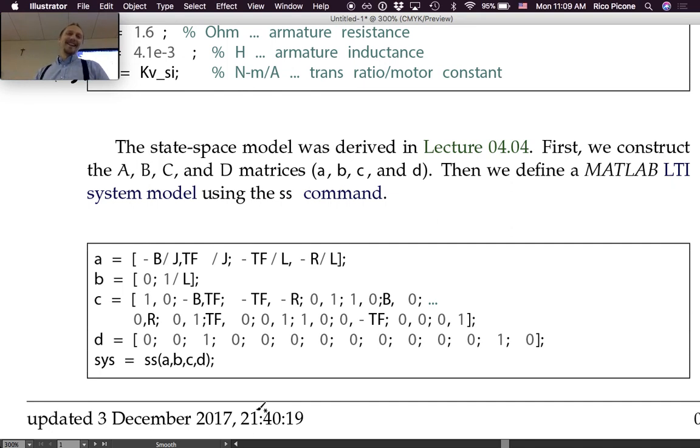So, the state space model, I'm not going to derive that for this class. The state space model was derived in lecture 4.4. Remember, we went through the linear graph, and we found the state space model, and it was good times too. Not as good as the Limeberry good times, but other good times.